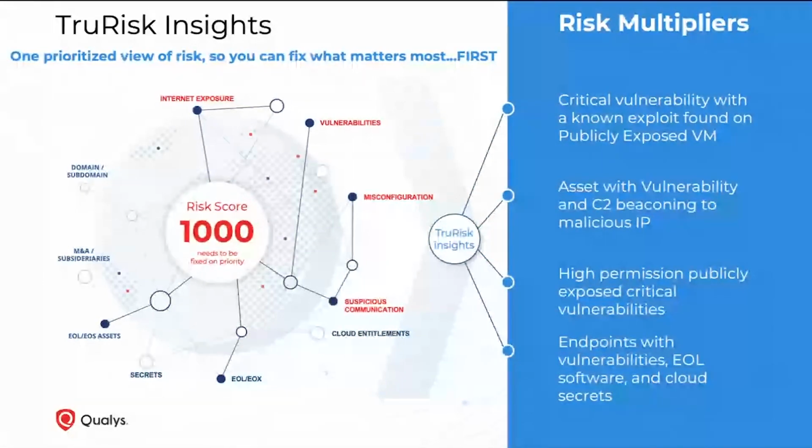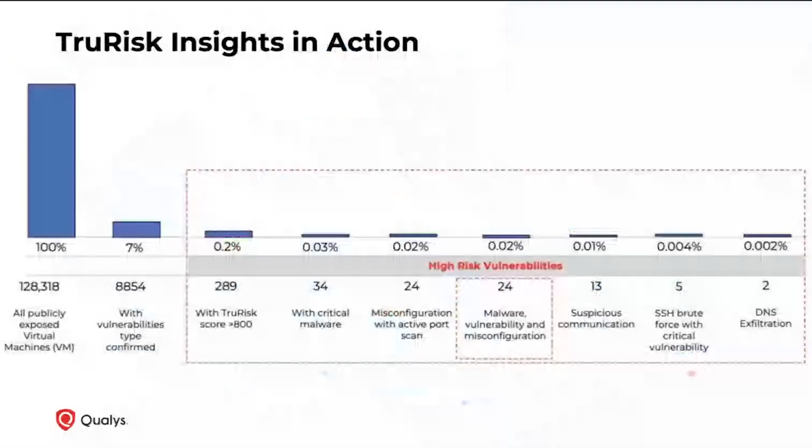Again, taking the context in which vulnerabilities are found and these risks are assessed is absolutely critical. And TrueRisk Insights is a powerful way for us to prioritize risk for our customers so they can fix what matters most first. Now, let me give you another example of how this prioritization might work.